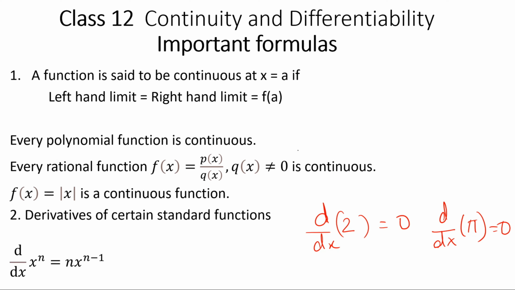Derivative of a function in this form, x to the power of n, is equal to n times x to the power of n minus 1. So move the exponent to the front and subtract the exponent by 1. For example, x cubed. If you want to find the derivative of this, move this 3 to the front. So this will be 3x, and 3 minus 1 would be 2. So 3x squared. d by dx of x cubed is 3x squared.